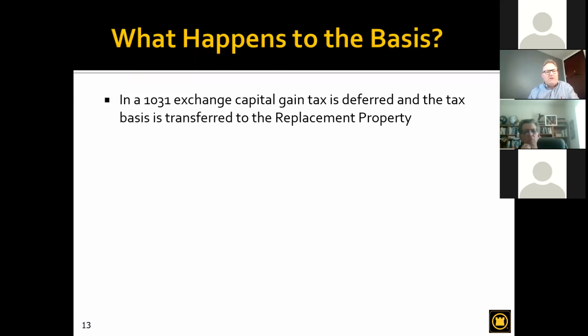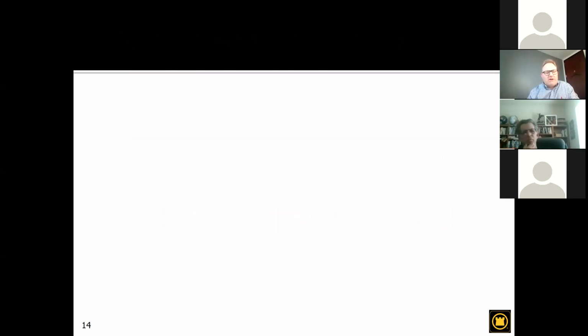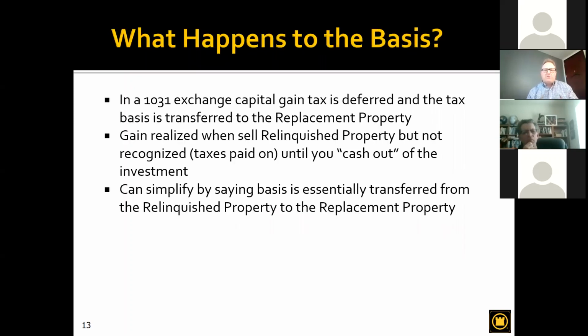Now, when we're doing 1031 transactions, we're transferring that basis from property to property to property. What the IRS wants to see is a continuation of the investment. And so when we sell, the gain is realized from that property, but it's not recognized, meaning that we don't have to pay taxes on it.